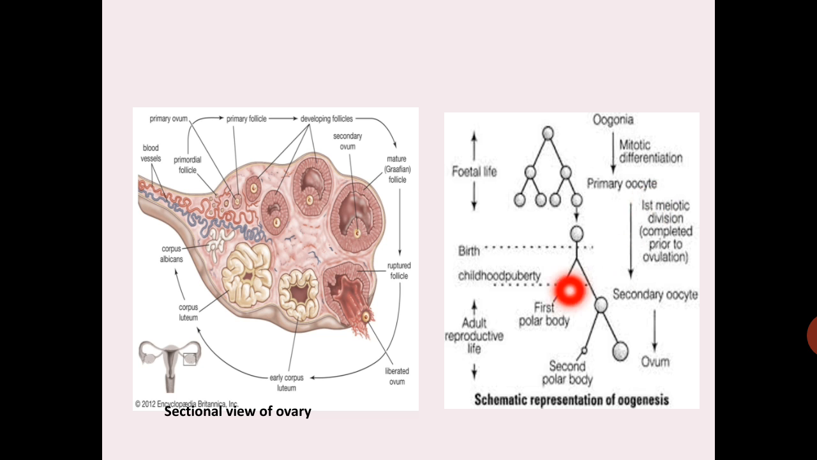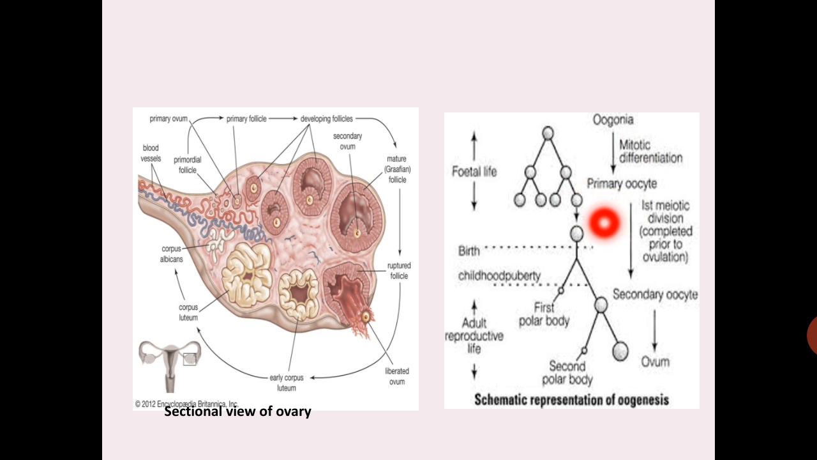Coming to the schematic representation of oogenesis, a very important question again for 5 marks. Schematic representation along with the explanation will be asked. So here also it undergoes 3 stages or phases. The first phase is the multiplication phase, the second is the growth phase, and the third one is the maturation phase. So here you can see oogonia undergoing mitotic differentiation forming primary oocytes.